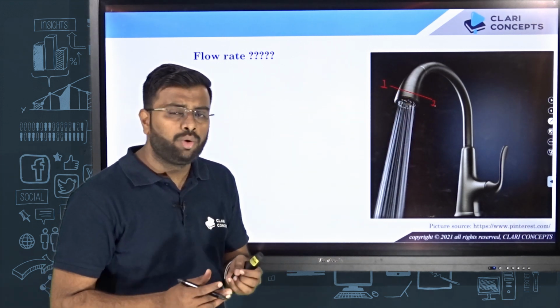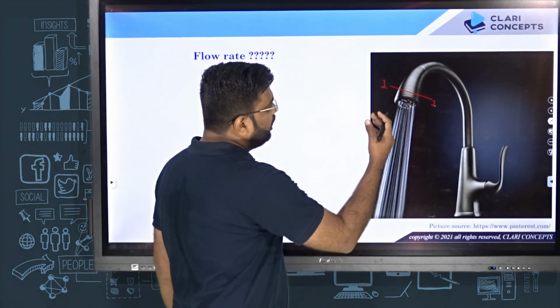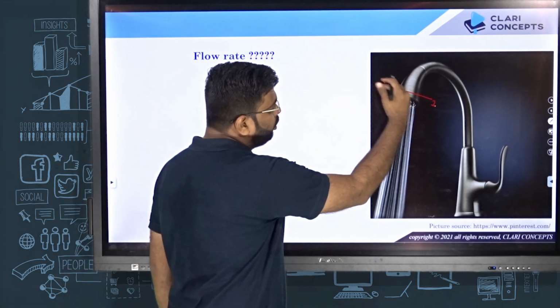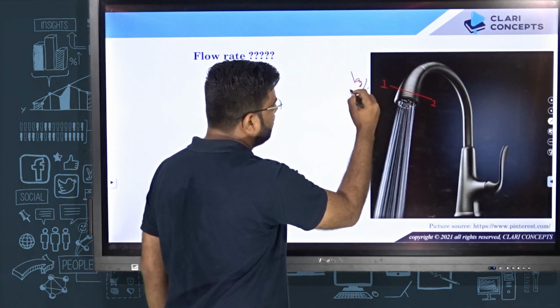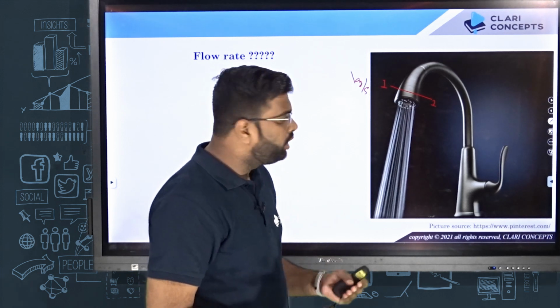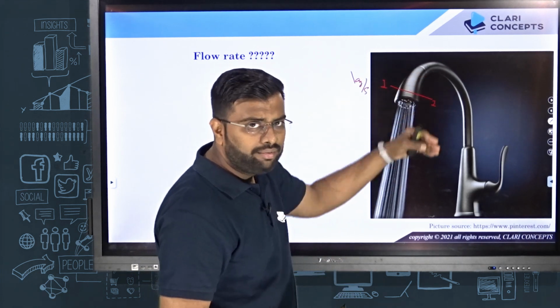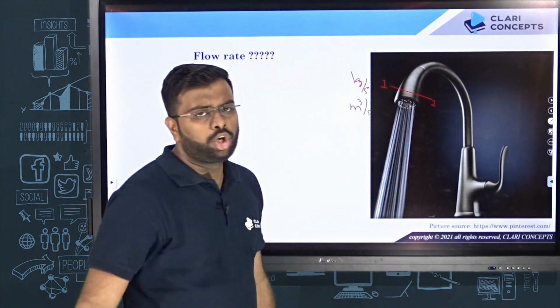Amount can be calculated based on mass as well as volume. If you calculate how much mass of water is flowing through this section in 1 second, that will give you the mass flow rate in kg per second. And if you calculate how much volume of water is flowing through this particular section every second, that is said to be the volume flow rate, in meter cube per second.